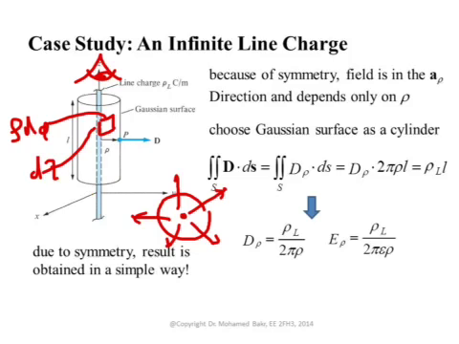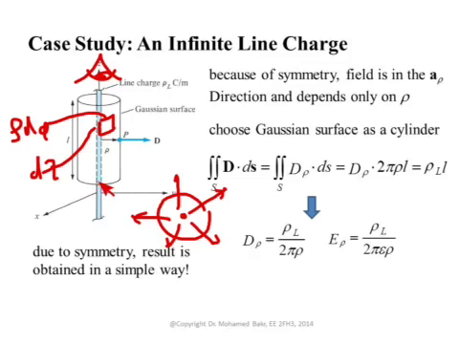Of course, I'm picking one with finite length. What is the side area? It's simply equal to the circumference, 2 pi rho, multiplied by L, the height of this cylinder. Now, what is this integral equal to? It is equal to the charge enclosed by this cylinder. The charge enclosed is equal to the linear charge density multiplied by the length L, because this is the charge inside the cylinder. So it's rho L multiplied by L.